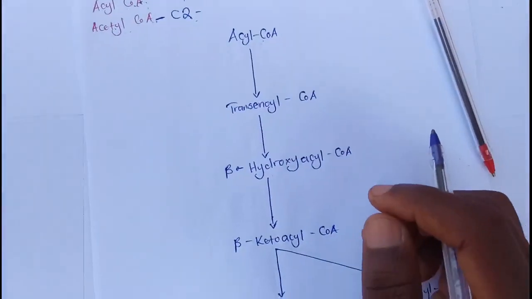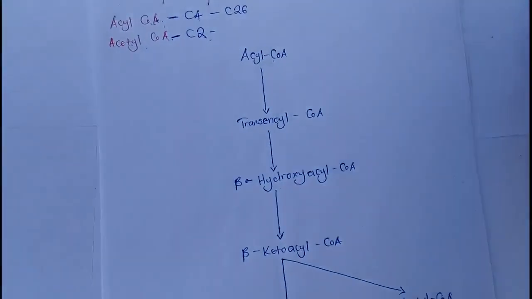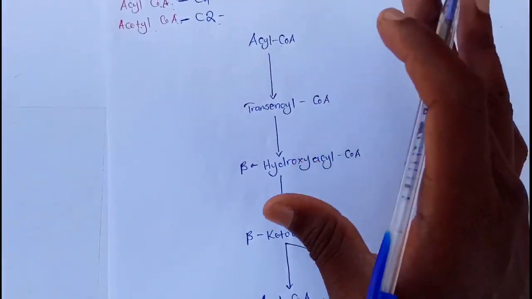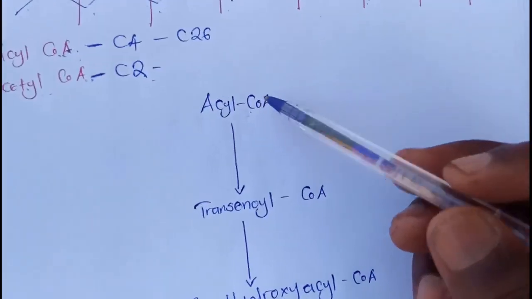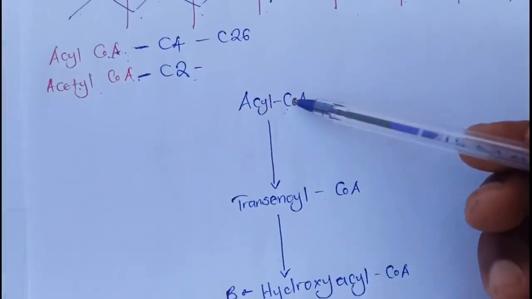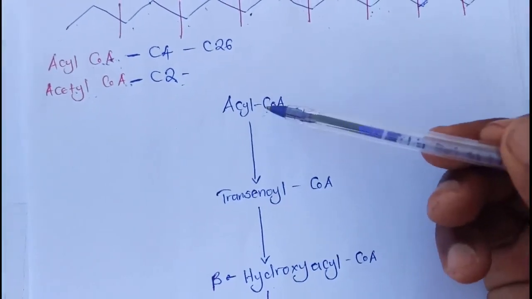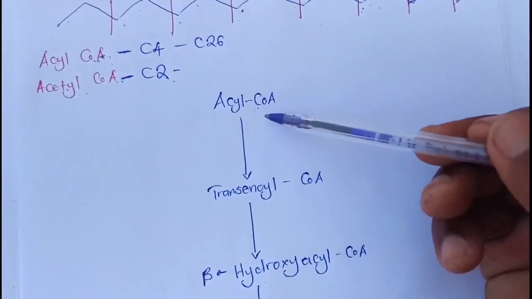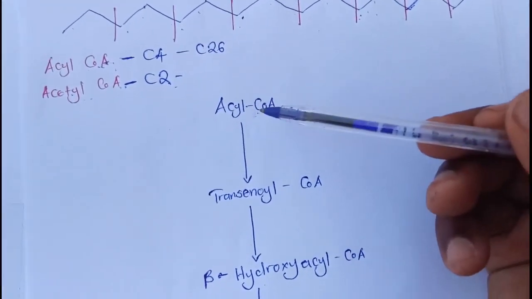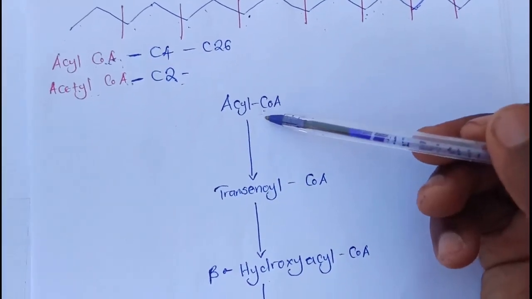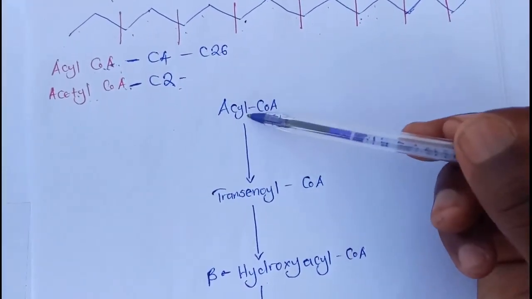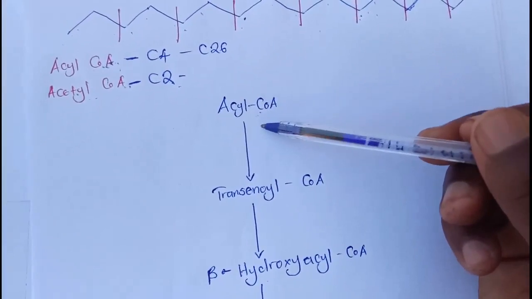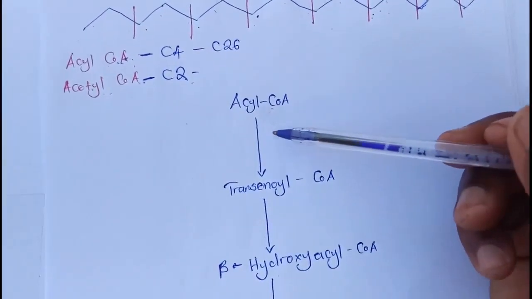As you can see here, we will complete this pathway by writing whatever is happening. So remember that we're in the mitochondria and we are starting with acyl CoA, right? In the first step, the first step is simply dehydrogenation. So this guy will be dehydrogenated. From the acyl CoA, we will remove 2 hydrogens.